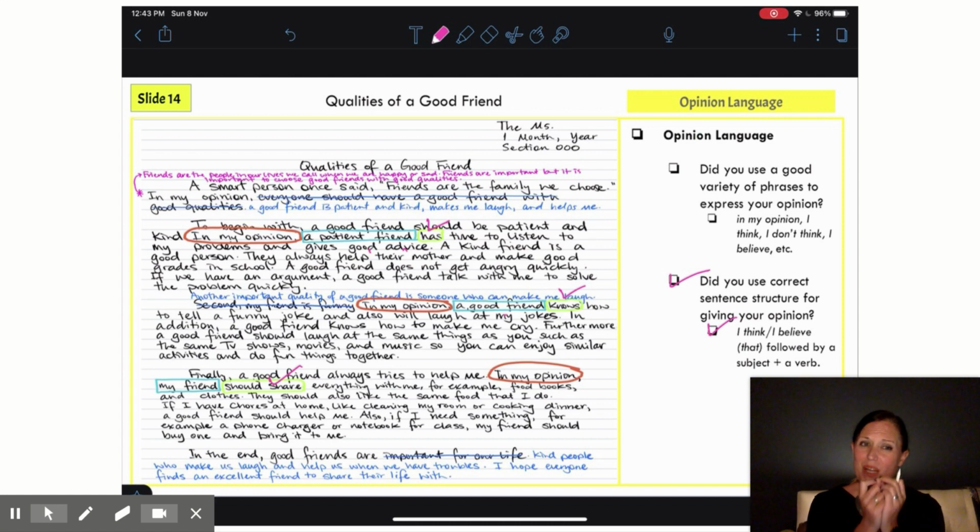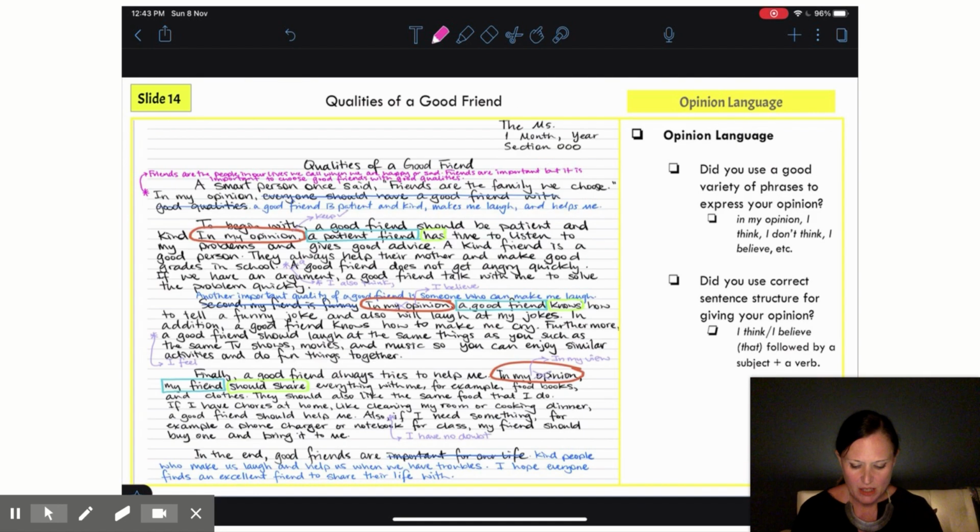But what I want to do is, I'm going to come back up here and I want to revise my essay to add, I think, maybe 1 or 2 more examples of opinion language. I've only used 3 in a long essay. I think I could use a few more. And I want to have that variety. It's a little boring, in my opinion, in my opinion, in my opinion, right? I want to spice it up a little bit.